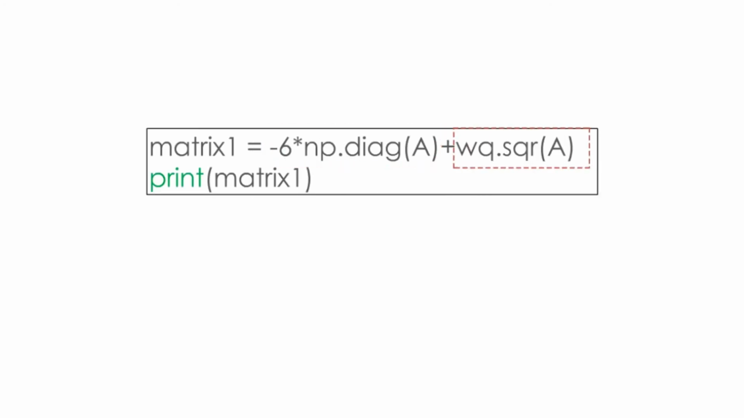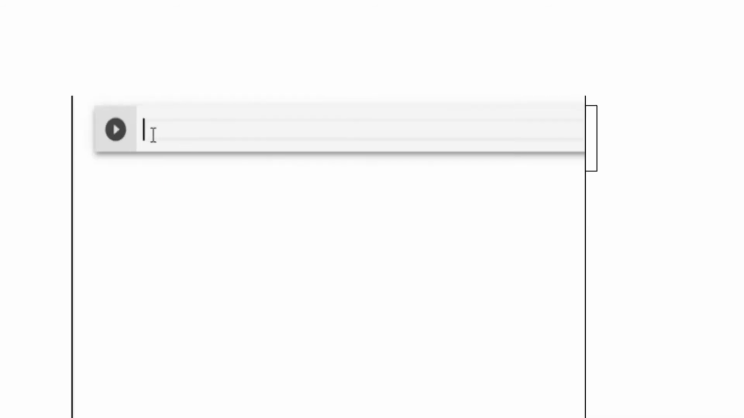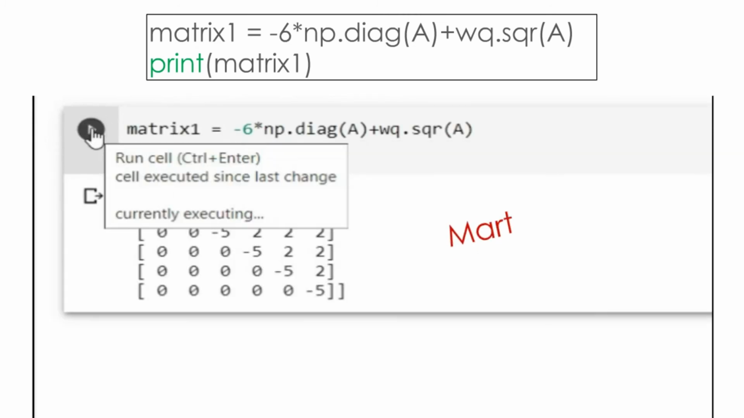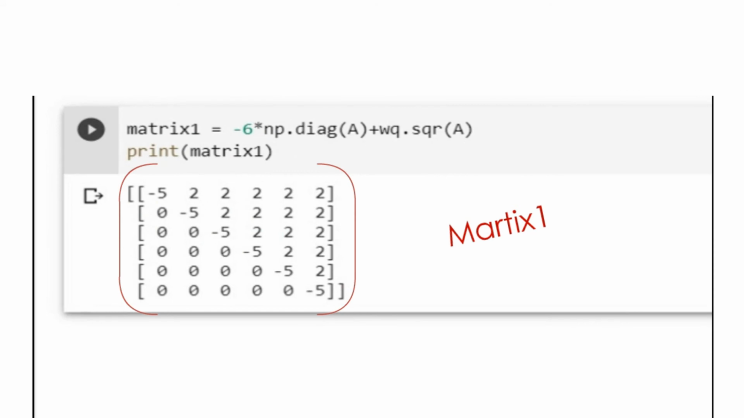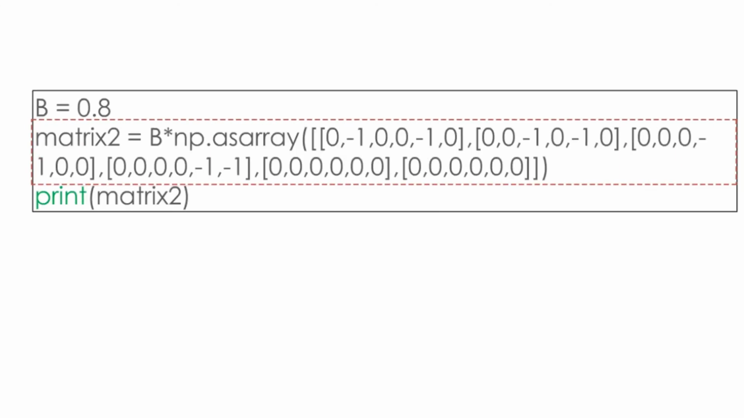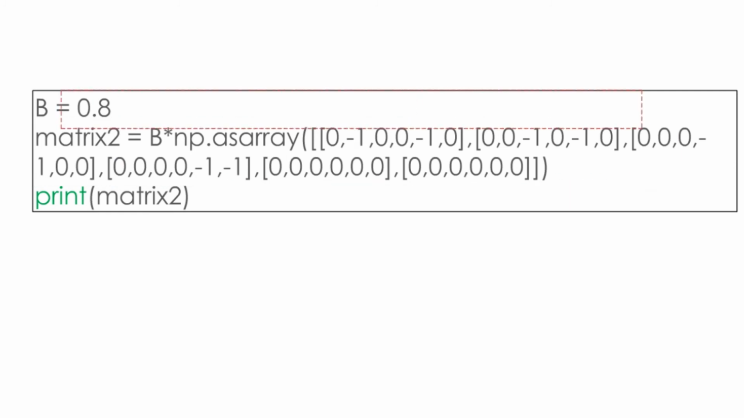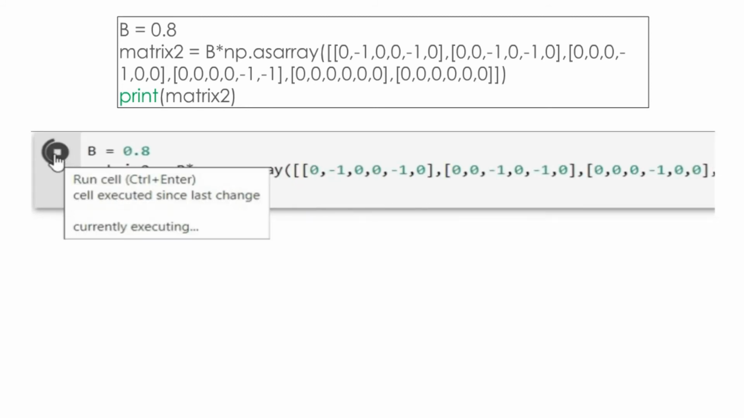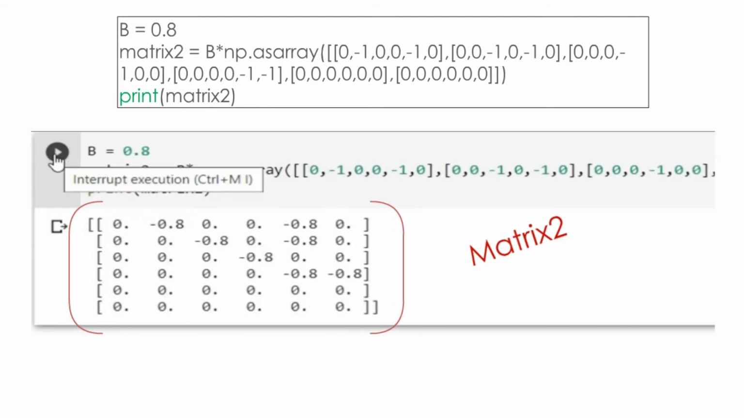By adding diagonal matrix A and the square of matrix A, we can get the first term of the equation, that is matrix 1. Let's do it in Google Colab. Run the code. This is matrix 1. And we can get the second term simply by creating a QUBO by hand. This time we use b equal to 0.8. Let's do this in Google Colab. Here is the second matrix.